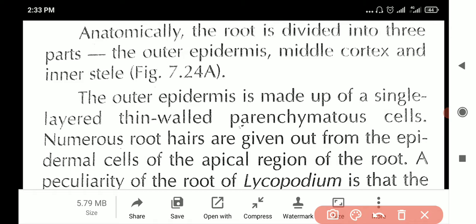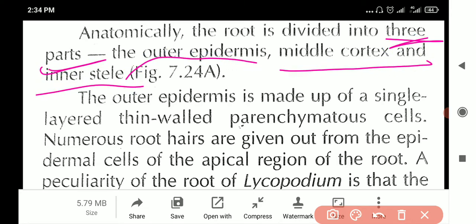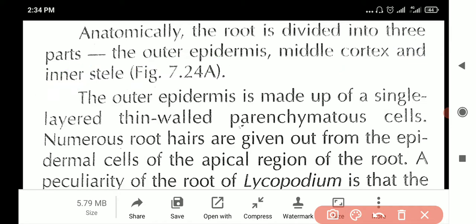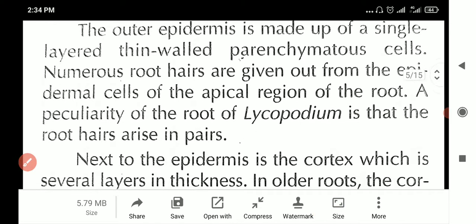Now if we look at the anatomy, meaning if we cut the root, the TS, and observe it in the microscope, then we will see that there are three parts: the outer epidermis, the middle cortex, and the inner stele. Maybe we should go first to the image.